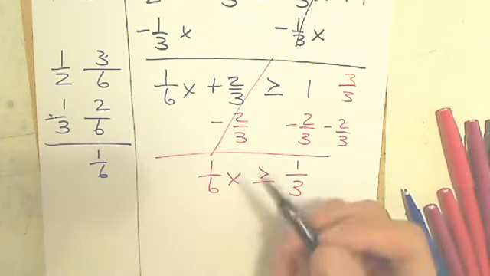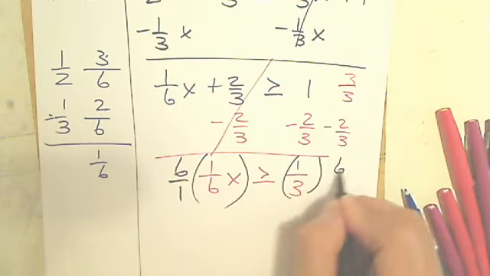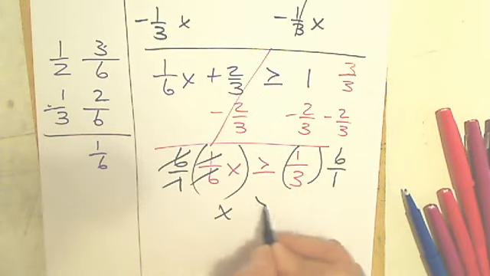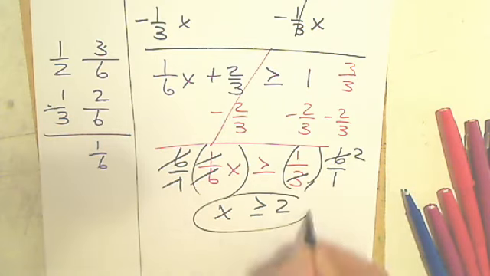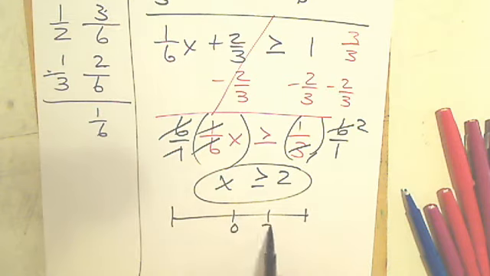So then how do I get x to be by itself? Take the reciprocal, 6 over 1, on both sides of the sign. It reduces, the sign never changes. You reduce your answer to x is greater than or equal to 2. Oh, nope. Closed circle, shade right. Good. That's kind of tricky.